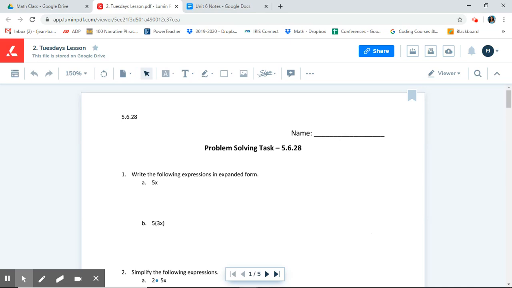To be prepared for math class today, make sure that you have scratch paper and a pencil in front of you. You also have our problem solving task up on your screen, along with your notes page in a separate tab.